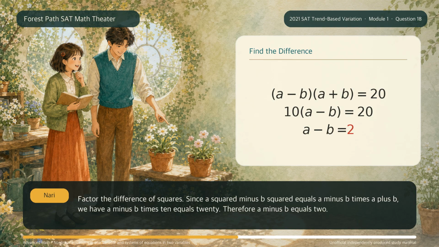Factor the difference of squares. Since a squared minus b squared equals a minus b times a plus b, we have a minus b times 10 equals 20. Therefore, a minus b equals 2.